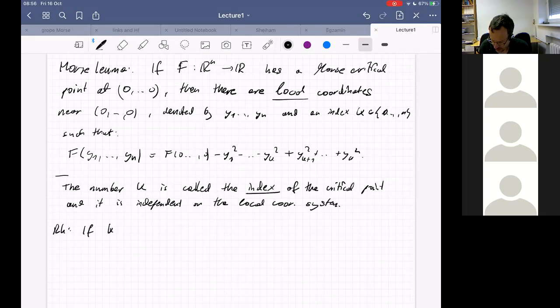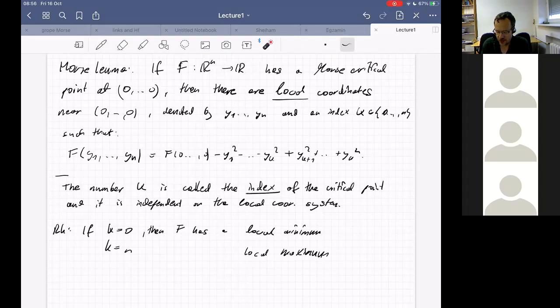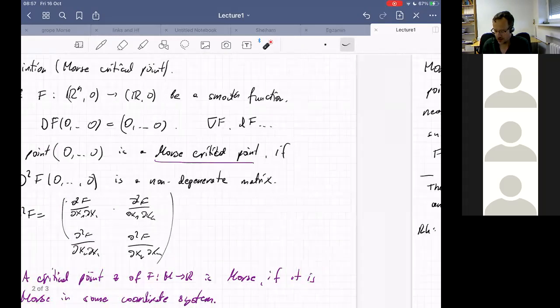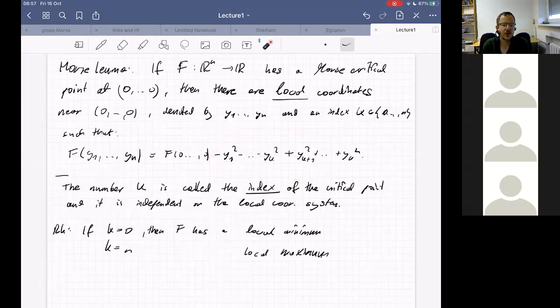And a remark: if k is 0, then f has a local minimum. If k equals n, then f has a local maximum. So this is a multivariable calculus exercise, that the Morse lemma tells you that if the second derivative is non-degenerate, then you can tell whether the function has a local minimum or local maximum. So this is calculus 2, but the statement is a bit more general. If k is not 0 and not equal to n, then it is a saddle point or a generalized saddle point, which are probably the most interesting.